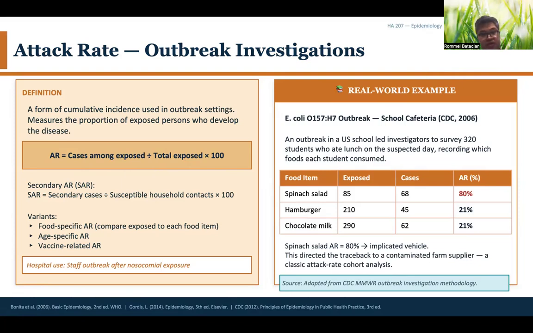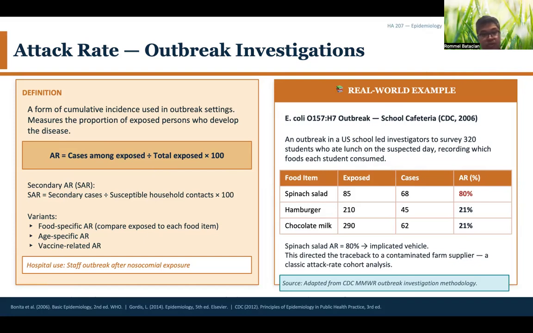So it's not expressed as 1,000 per 1,000 or 100,000 population. Secondary attack rate now is a related measure specifically for household transmissions. So the formula for that is secondary cases divided by susceptible household contacts multiplied by 100. Again, because it is expressed in percent. So it answers once the index case brings the disease home, what proportion of susceptible family members also get infected.